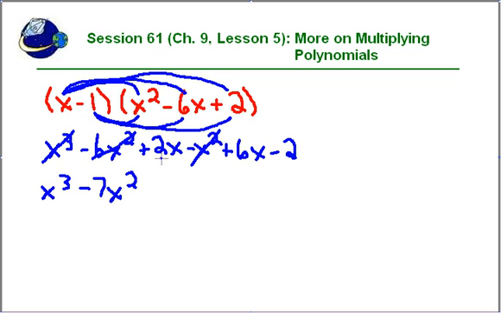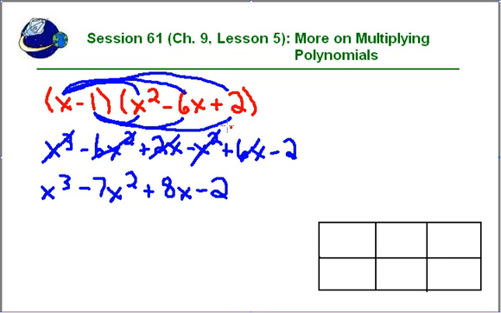Our third one is the x to the first degree term. We have a 2x and a plus 6x, which is going to be a plus 8x. That gets rid of those. And then our last one is simply a minus 2. So the answer to this question, x minus 1 times x squared minus 6x plus 2, is x to the third minus 7x squared plus 8x minus 2.